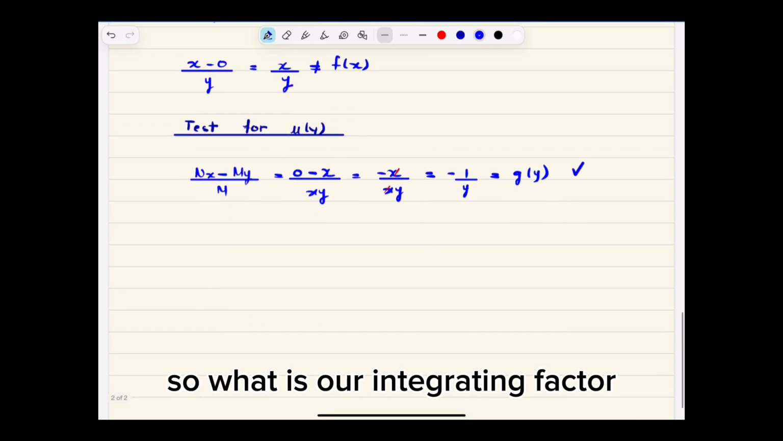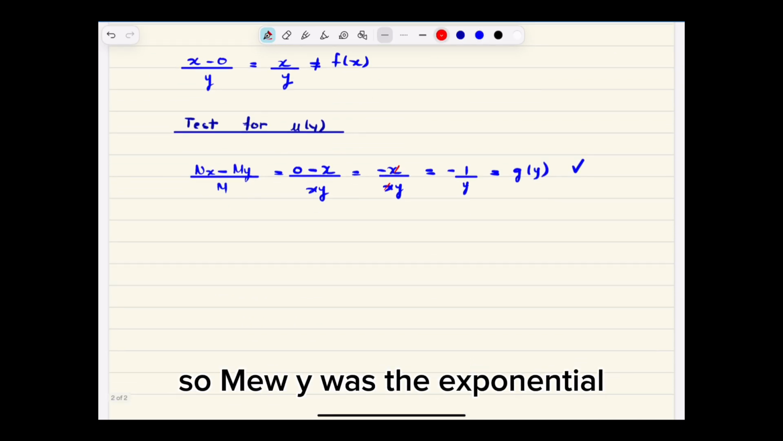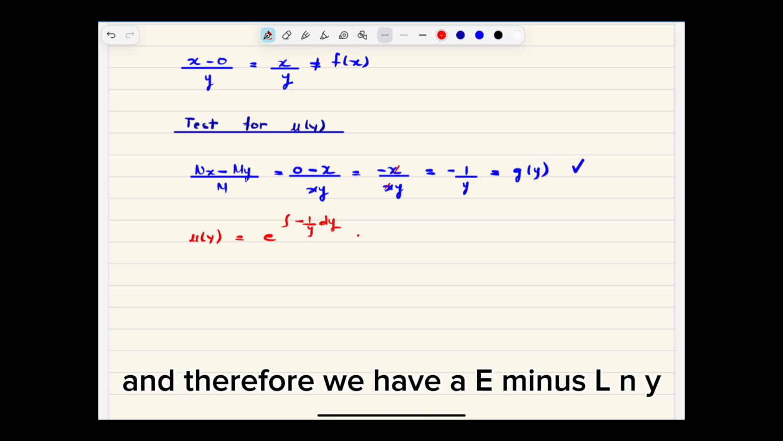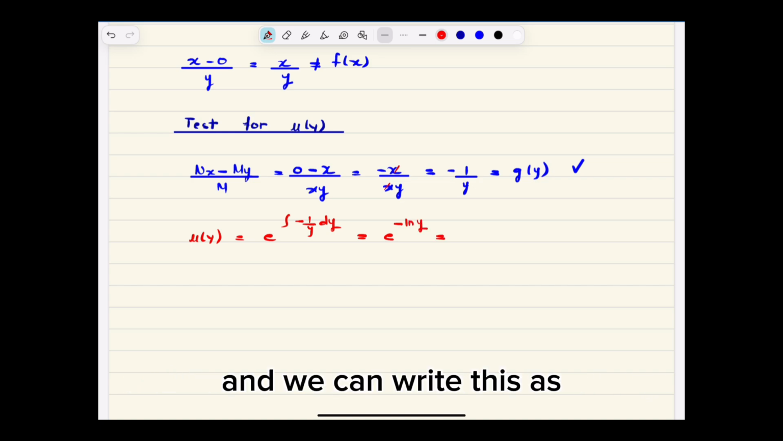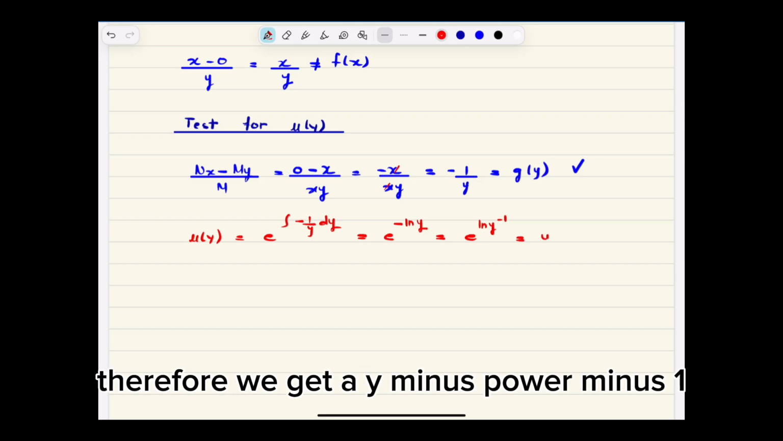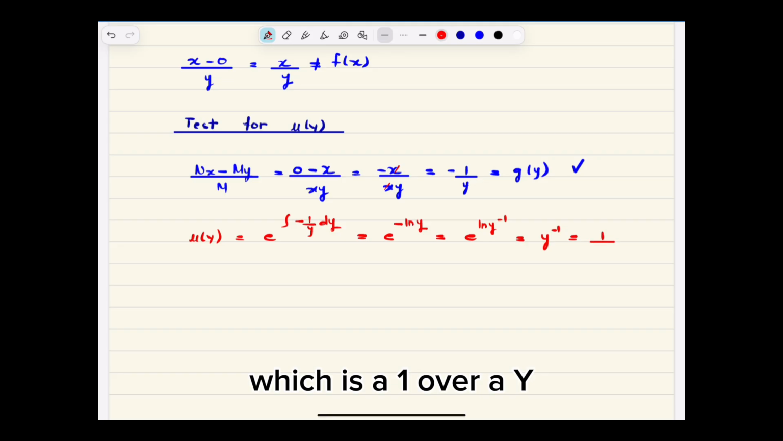Okay, so what is our integrating factor? So mu of y was the exponential to the power of the integral of minus 1 over y dy, and therefore we have e to the minus ln y, and we can write this using the power rule as y raised to the power minus 1. Therefore we get y to the power minus 1, which is 1 over y.